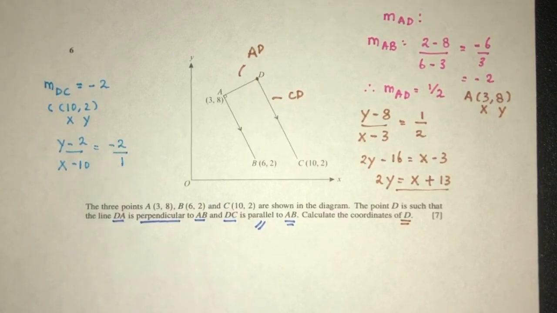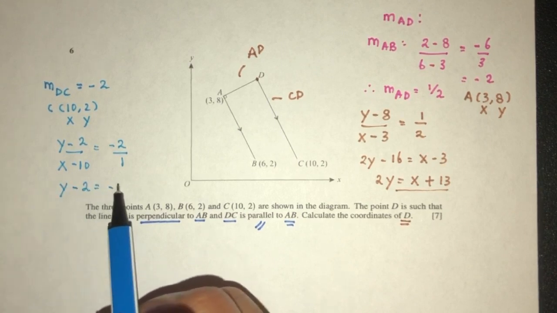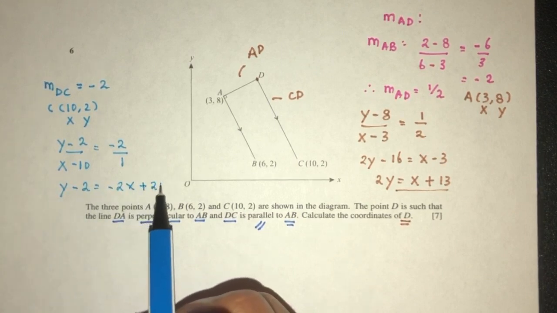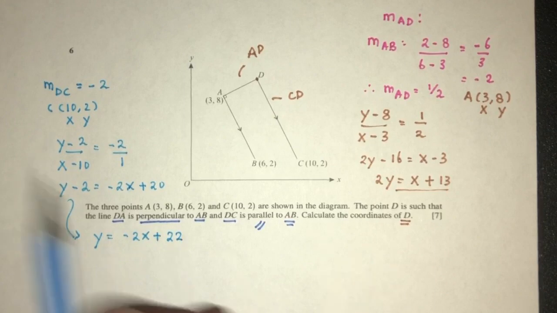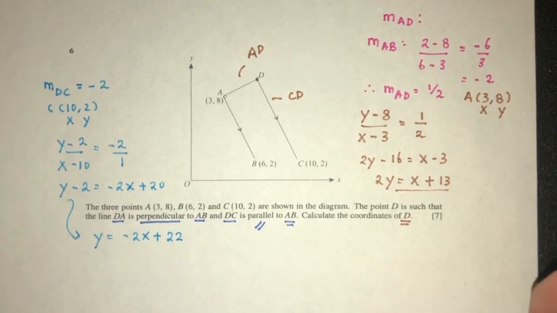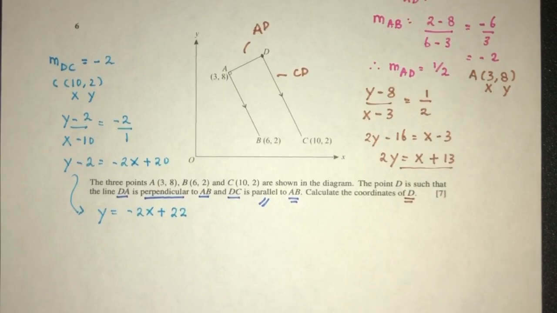Again, this is just a method that I use to find the equation of a straight line. If you have something else, you can use your own method. Cross multiply, you have y minus 2 is equal to minus 2x plus 20. Now continue. y has to be minus 2x plus 22. This is my equation for the line DC. Now pretty simple. We have this, we have this. We just have to solve them simultaneously to find the point D.